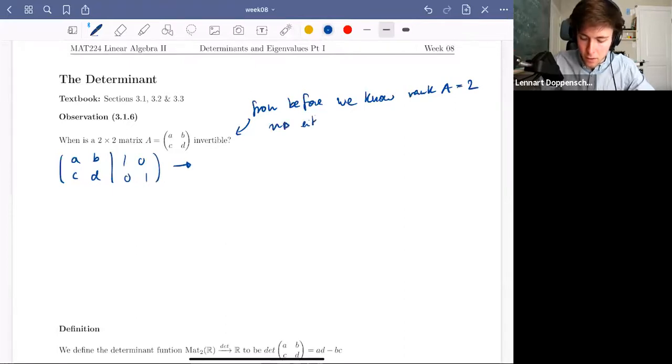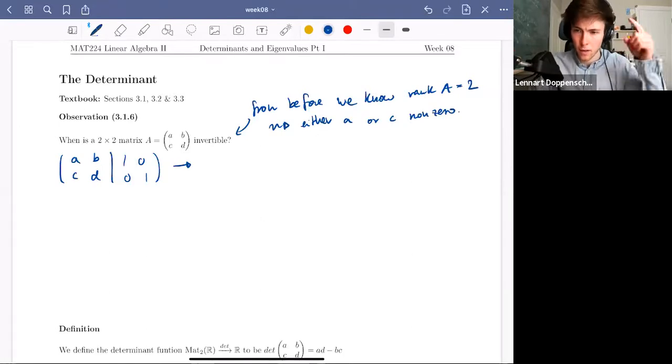Therefore, we can assume that either A or C is non-zero. If A and C were both zero, you could see that the whole left column is zeros, and for that reason it could not have rank 2. So either A or C is non-zero.